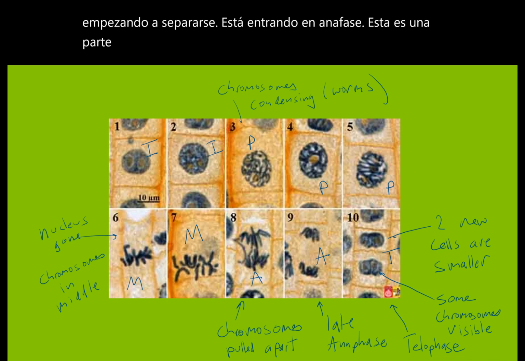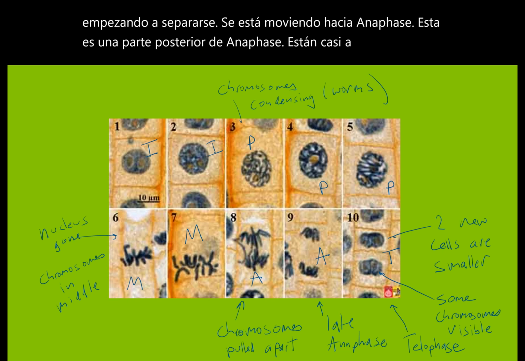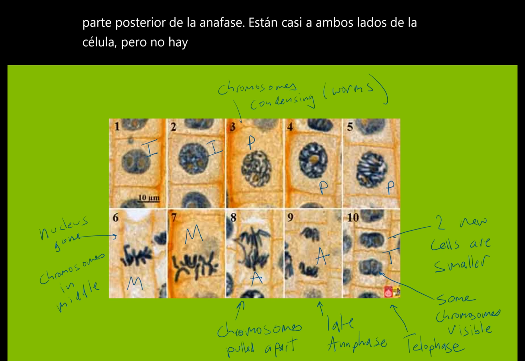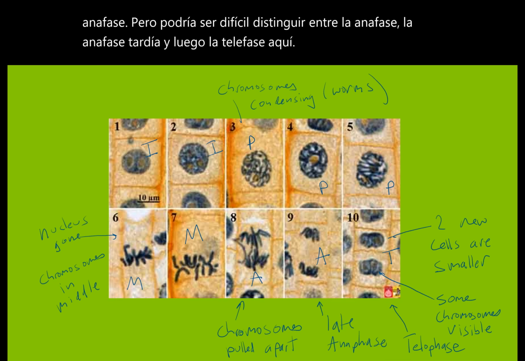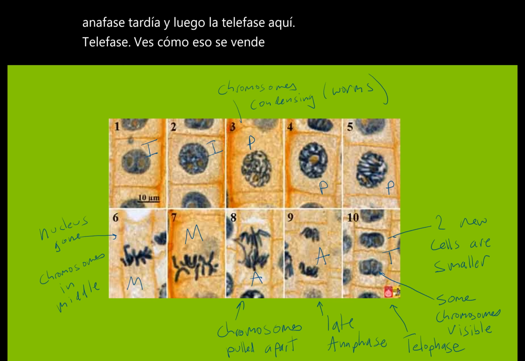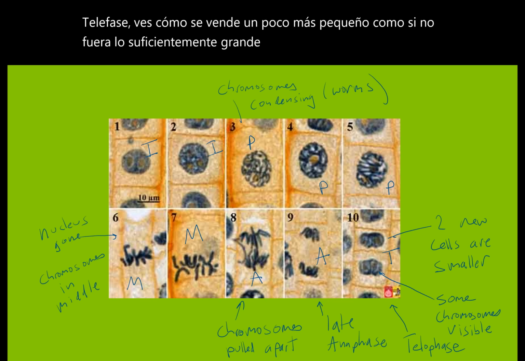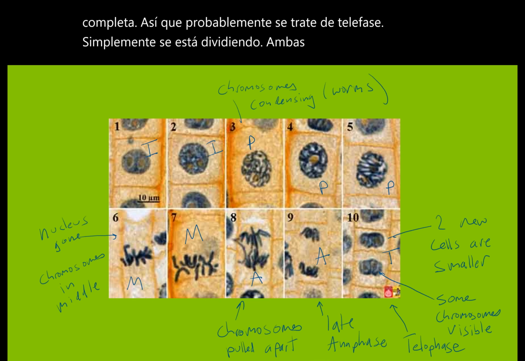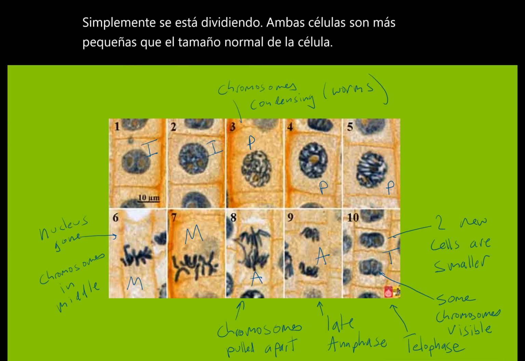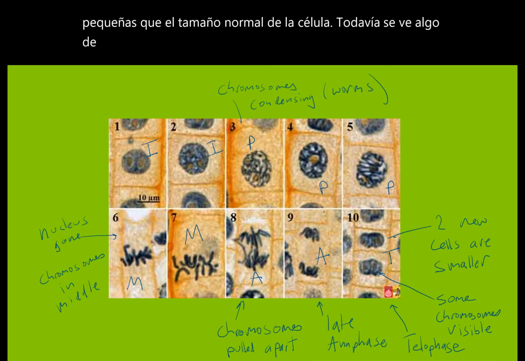This is a later part of anaphase. They're almost on either side of the cell. But there's no cell wall yet. So we call that anaphase. But it can be tricky to distinguish between late anaphase and telophase here. Telophase, you see how that cell is a little bit smaller? That is not big enough to be a full cell. So this probably is telophase. It's just getting divided. Both of these cells are smaller than the normal cell size. You still see some worm-like structures. That's your tip off, you're in telophase.